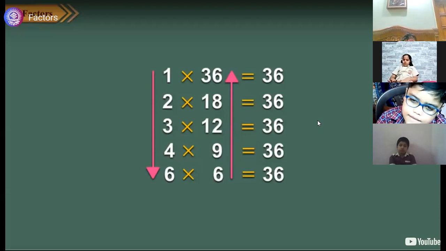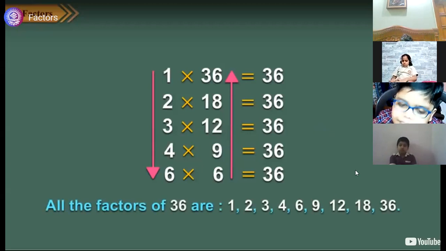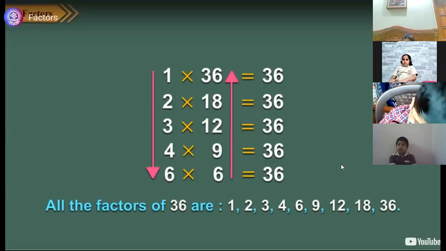This is the way. And we are not going to repeat the factors. So here, finally, what will be our answer? What will be our factors? Yes, Devangi beta, what are the factors? What will be the factors if we are starting from 1? Can you tell me?